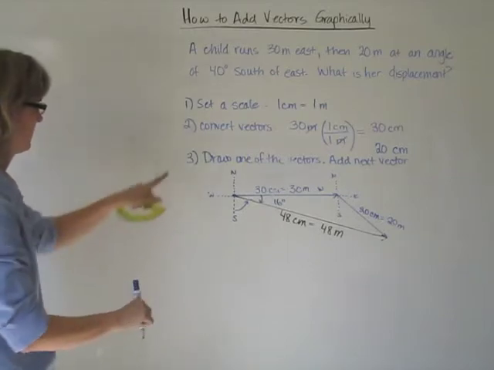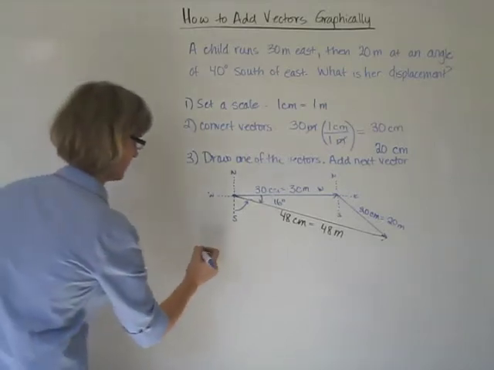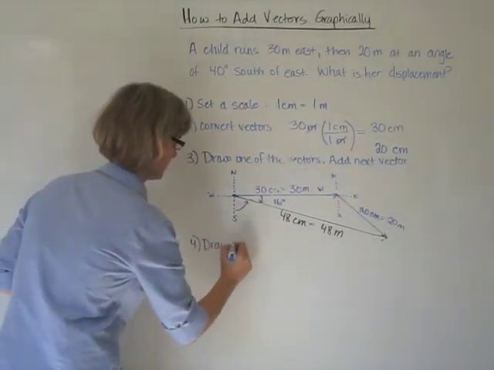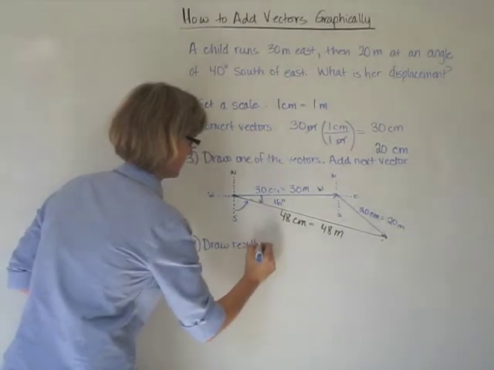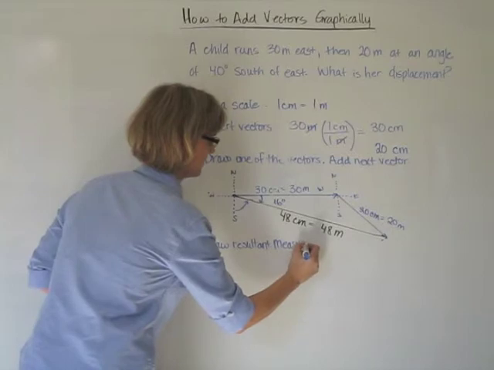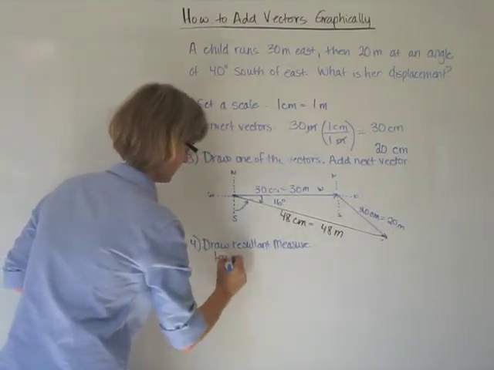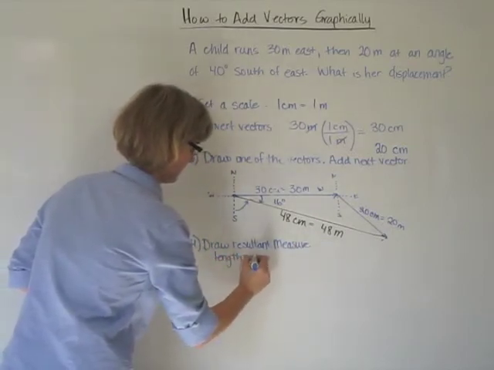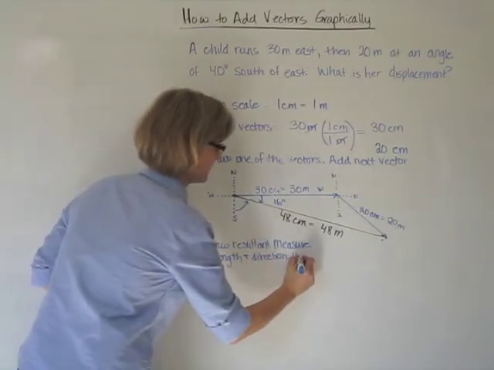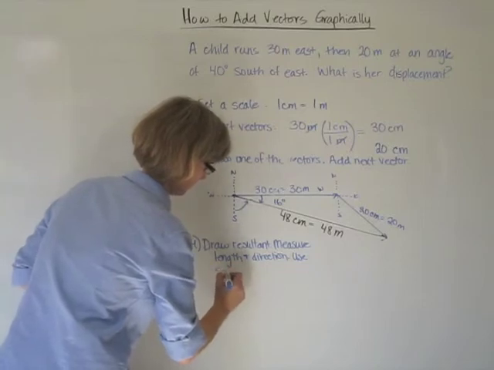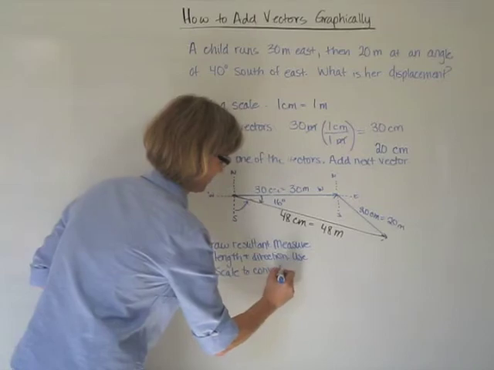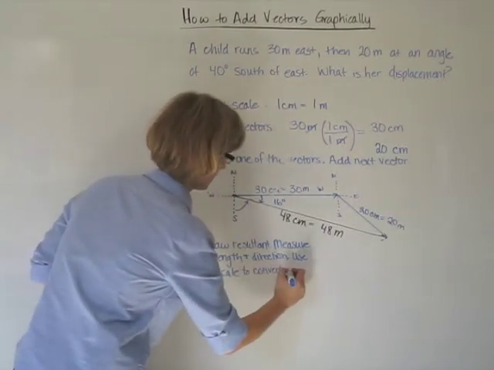Although I should put that the fourth step was, let's first put the fourth step. The fourth step is draw the resultant. And then we need to measure length and the direction. We have to use the scale to convert back to the actual values that the problem was in. So I need to convert the length.